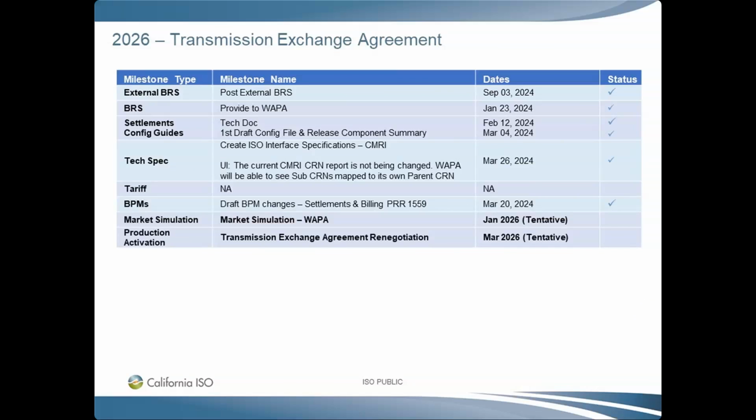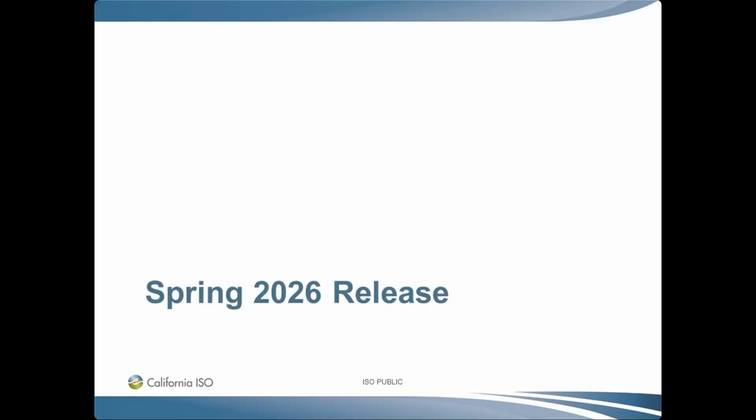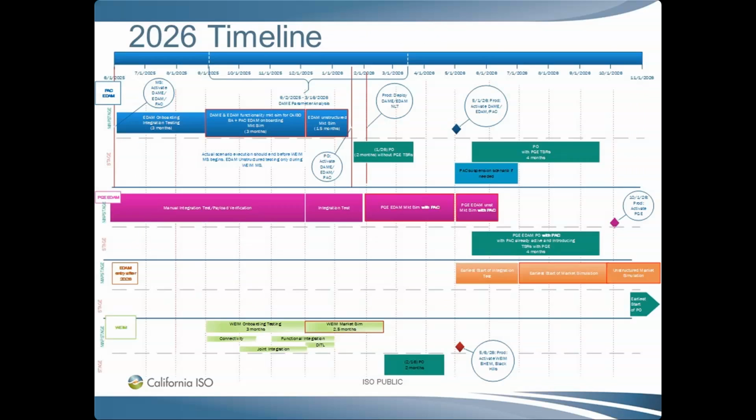So what we have upcoming is a full market simulation plan for January, and then the full production activation plan for March. So no changes to this. Any questions here? Okay. And then on to spring 2026 release.